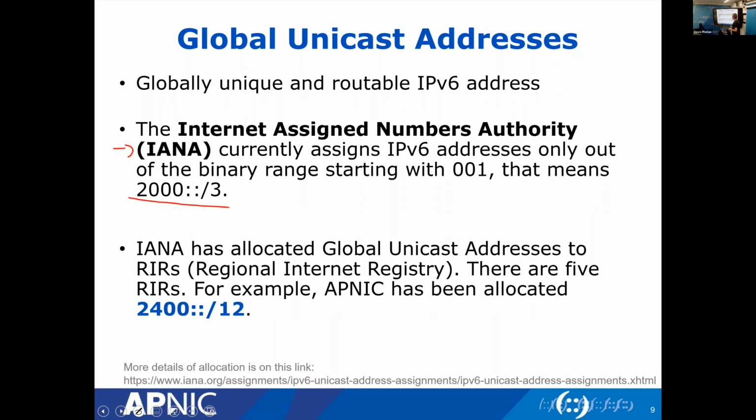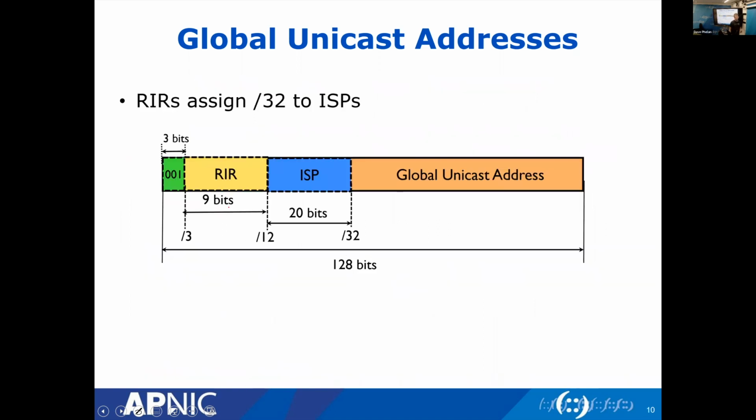Every different region has been given their own chunk. So for instance, APNIC has been allocated the 2400::/12 block. From memory, ARIN has been assigned 2600, RIPE has 2200, and so on. So we've all been given fairly large chunks of addresses to hand out.